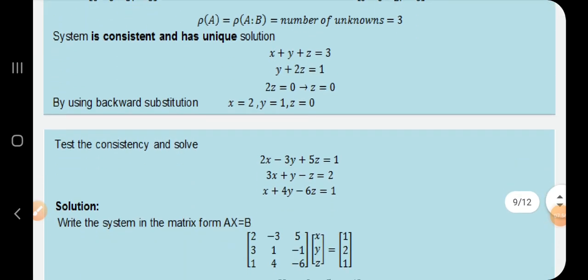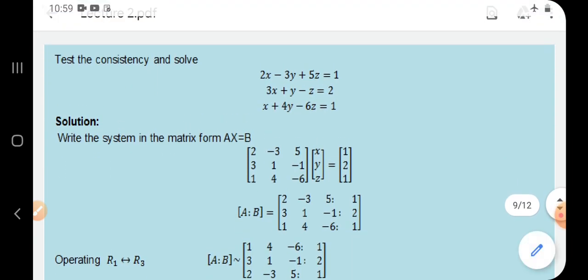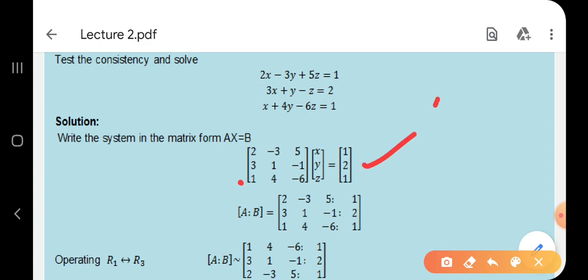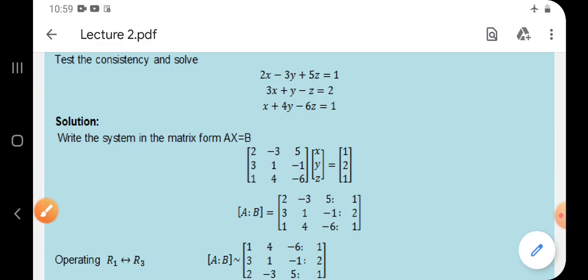Now we will see the second problem here. Our second problem is test for consistency and solve if consistent. Now you do it. Find augmented matrix AB. Yes, start. Write down the system in matrix notation AX equal to B. So 2, minus 3, 5; 3, 1, minus 1; 1, 4, minus 6; times x, y, z, equals 1, 2, 1. This is your AX is equal to B. Correct. Now from this, write down the augmented matrix AB.